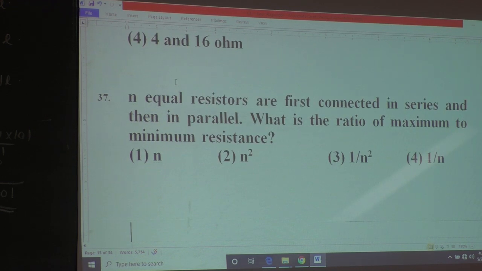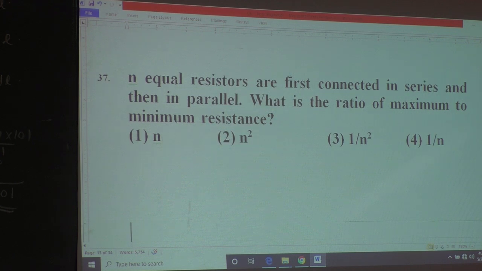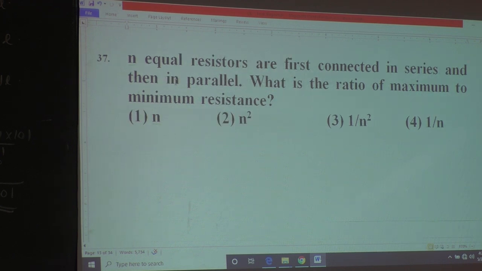Unequal resistances are first connected in series and then in parallel. What is the ratio of maximum to minimum resistance? Maximum when they are in series, minimum when they are in parallel. Read the problem thoroughly, and if you have the PDF form, better not write it. Try to see whether you can do anything in this problem, because in the examination you are solving it. So you must be able to do something with the problem now.